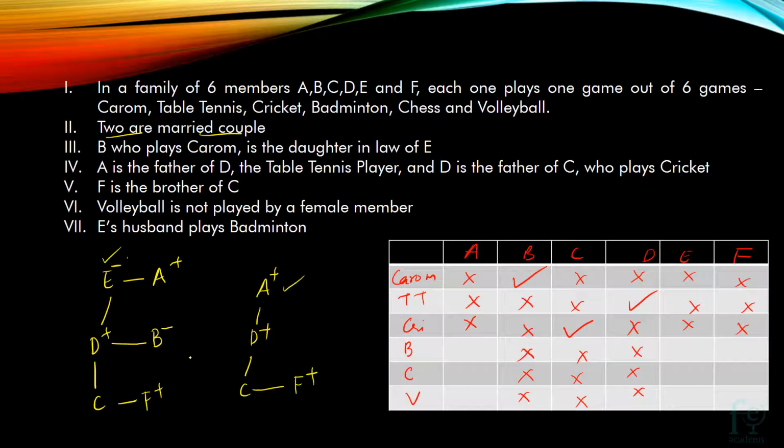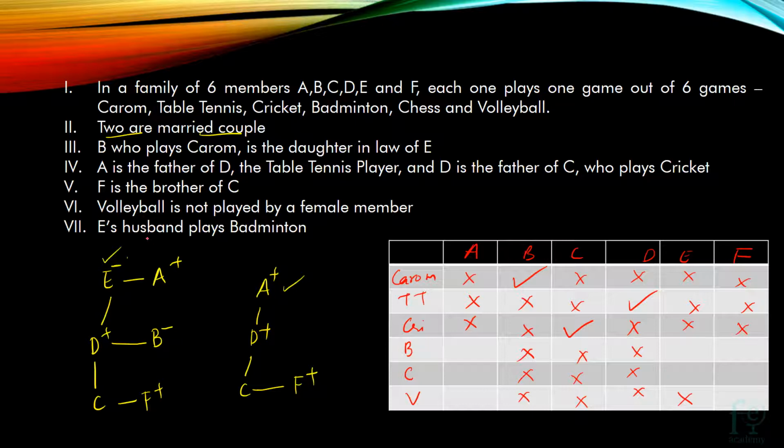So this will be our complete relationship diagram. Now let's go to fill the table. E is a female, which means that E will not be playing volleyball, because it is given that volleyball is not played by a female member.